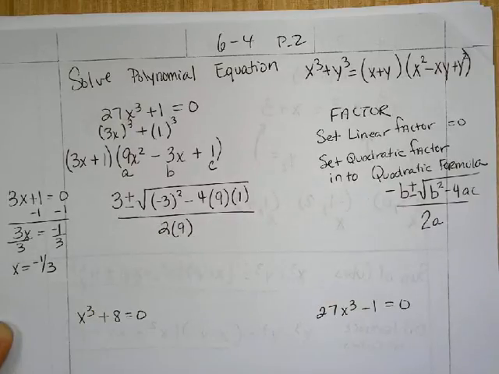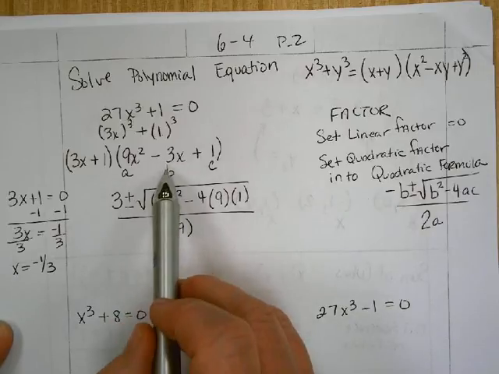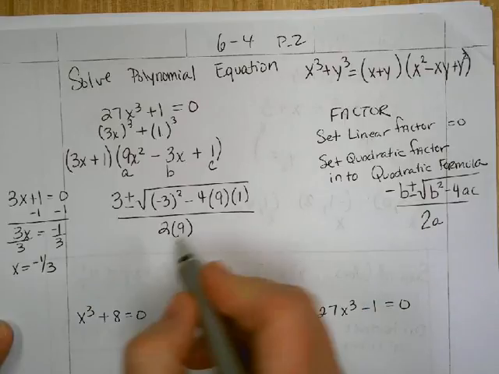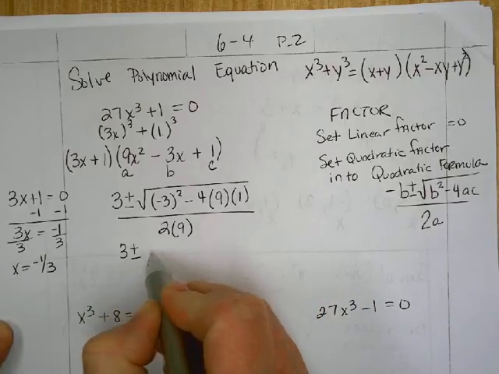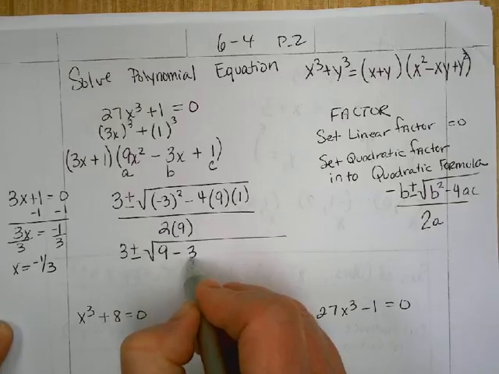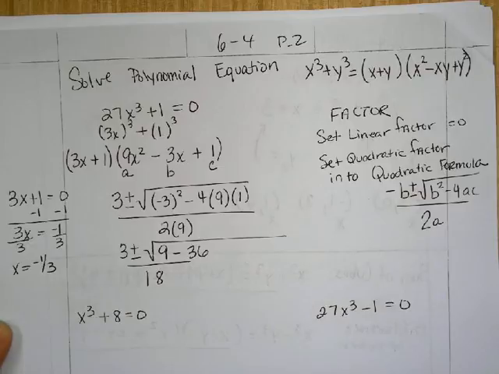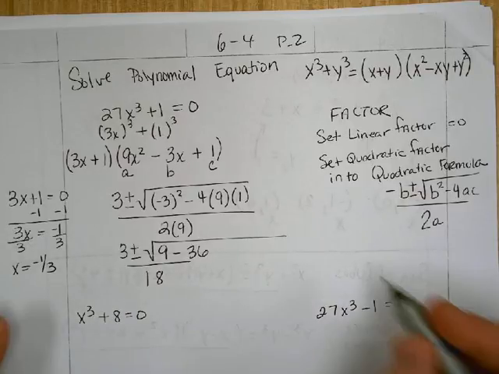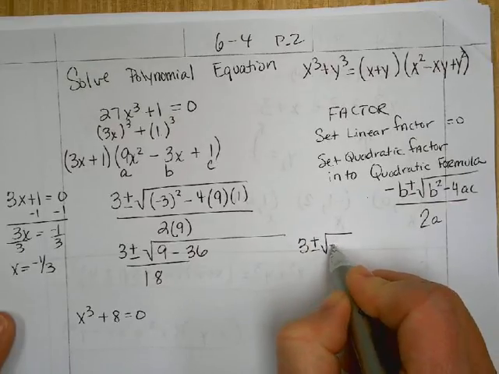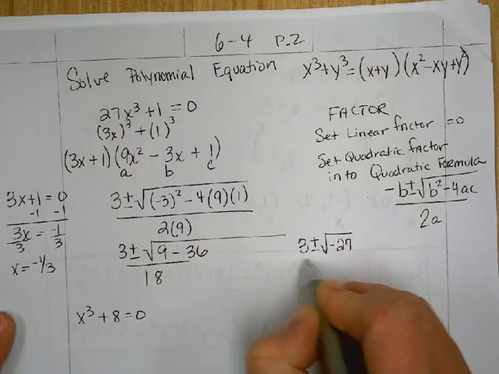Question? Yeah, it's negative b, so wouldn't that be -3? But b is -3. So when you do the negative of -3, that turned it back into a positive. 3 plus or minus the square root of 9 minus 36 over 18. What's 9 minus 36? -27 over 18.